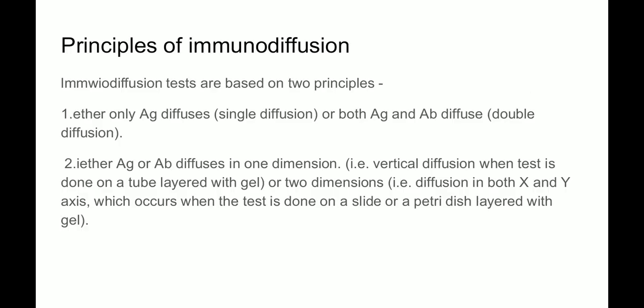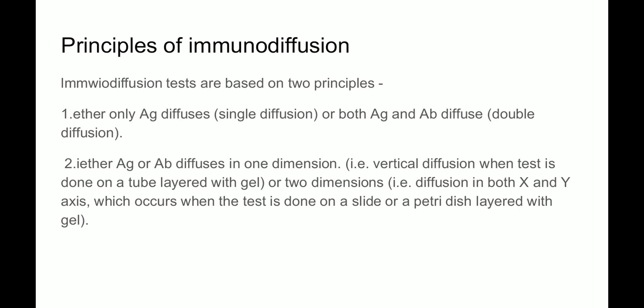Now, principle of immunodiffusion. First one, if in a diffusion only antigen moves, and if antigen only moves, this kind of diffusion is known as single diffusion. But if both are moving, antigen as well as antibodies both are moving in a gel, then this kind of diffusion is known as double diffusion. Okay. What is the second principle?